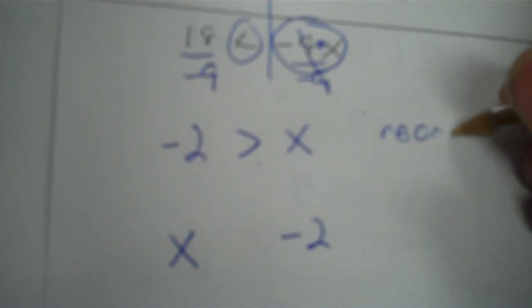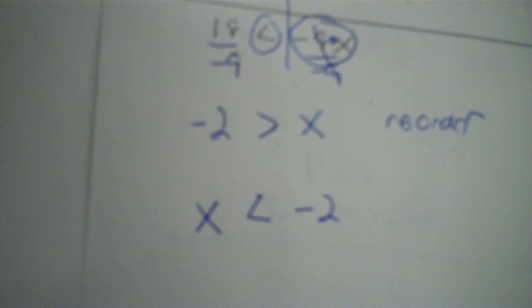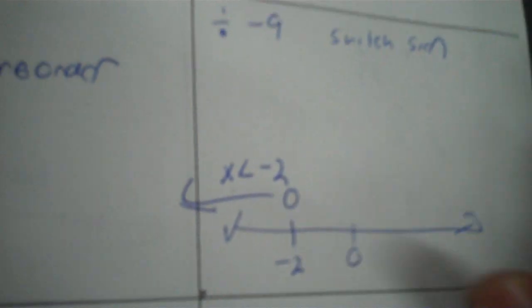Guys, do not graph greater than. Remember, the graph represents x, so we put x first, then we reorder the solution, okay? Which you can do as long as you switch the sign. So we have negative 2, we circle, we leave it open, and then less than, okay? And just put that above it.